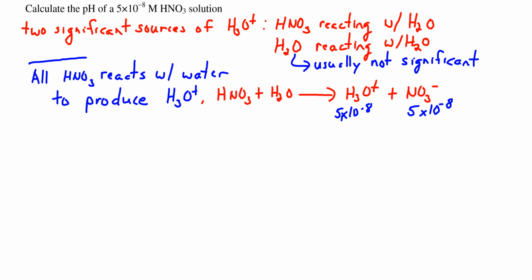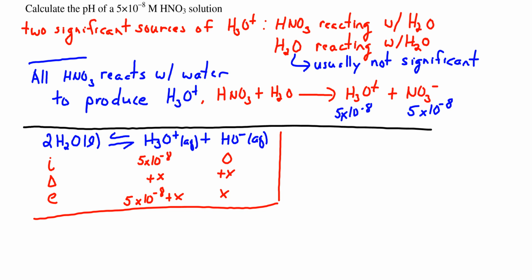Alright, so let's consider the first source. All of the strong acid, the nitric acid, is going to react with water and produce hydronium ion and nitrate ion. So we're going to start with this amount of H3O+ ion present when we consider the equilibrium of water reacting with water. Our ICE table of the autoionization of water, pure liquid here in the reactants.